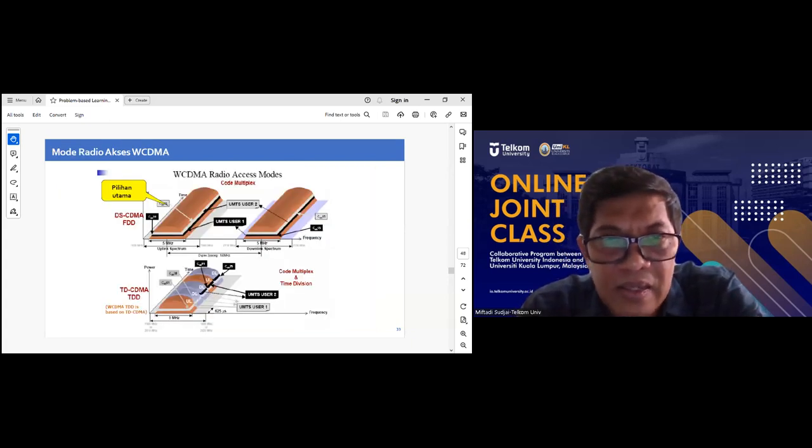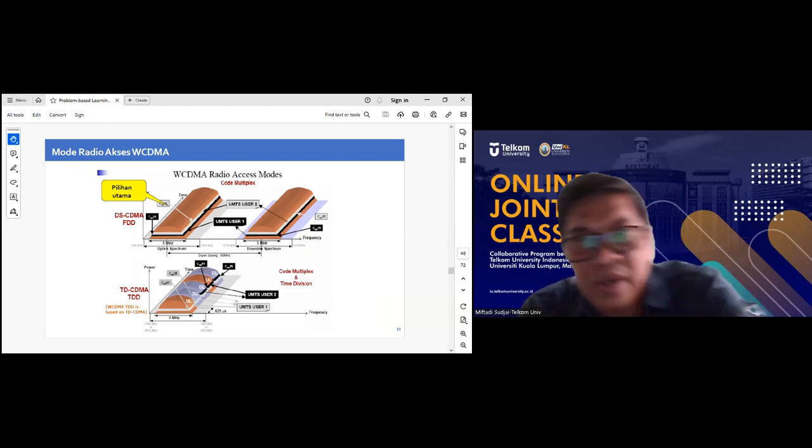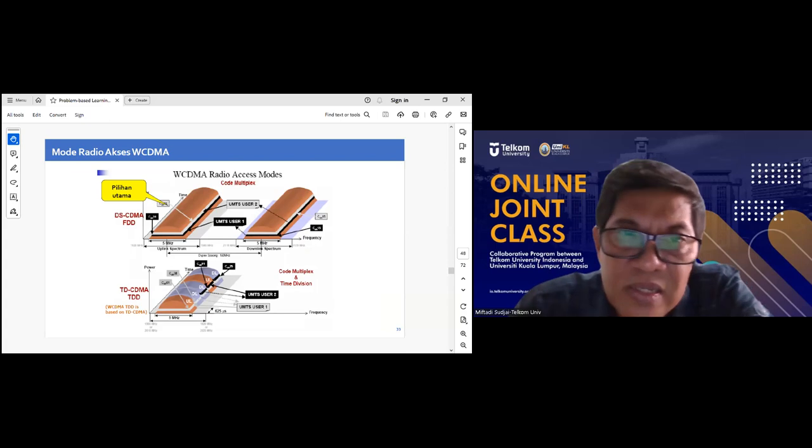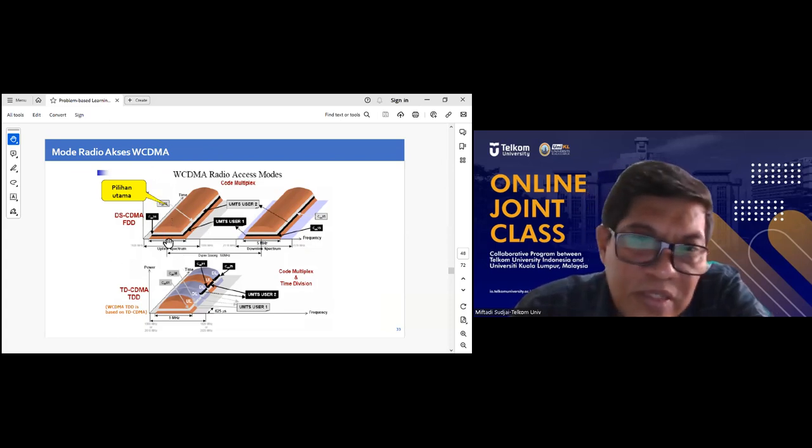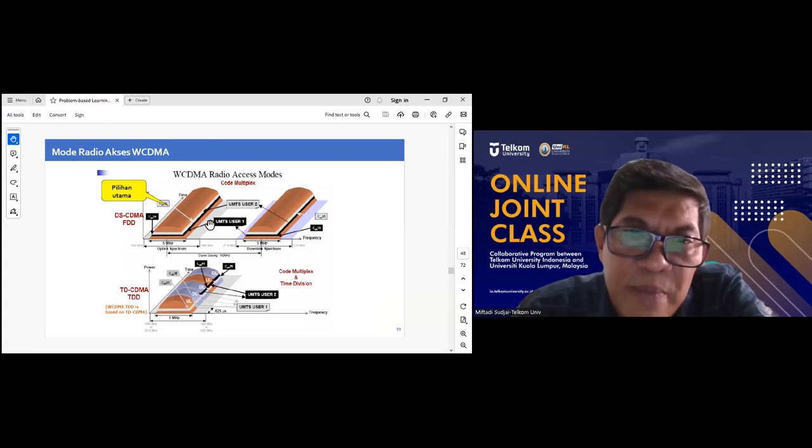And this is the kind of radio access mode for the third generation, which uses wideband CDMA. Basically, in CDMA, every user uses the same frequency spectrum and accesses at the same time, so the channelization is actually done by the code.